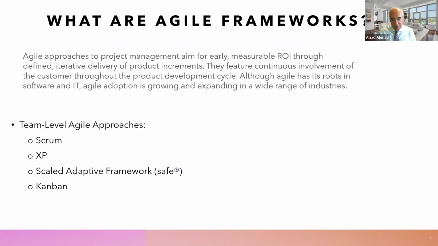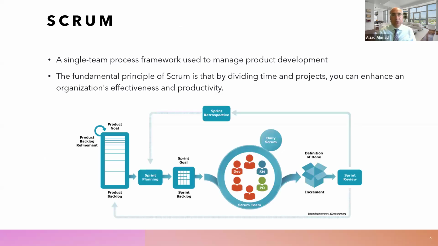So the different agile frameworks we are going to understand include Scrum, XP, SAFe, and Kanban. So the agile approach is mainly for early measurable ROI through defined iterative delivery of the product increments. So for Scrum, this is the Scrum methodology that we have already talked about in the previous sections. This is just a repeat.